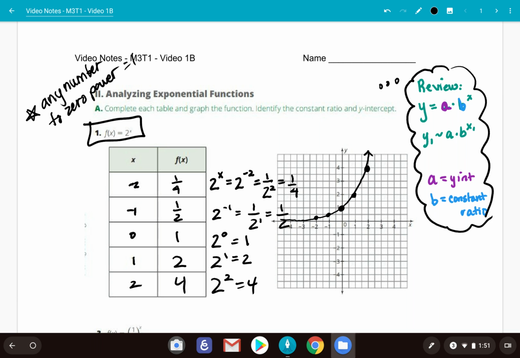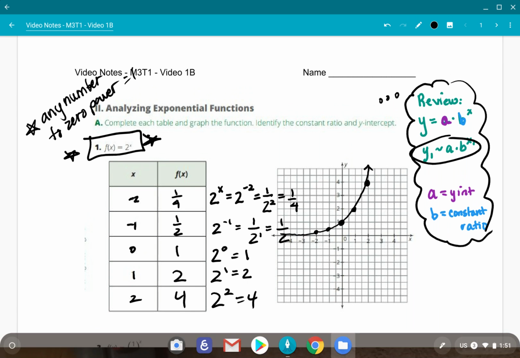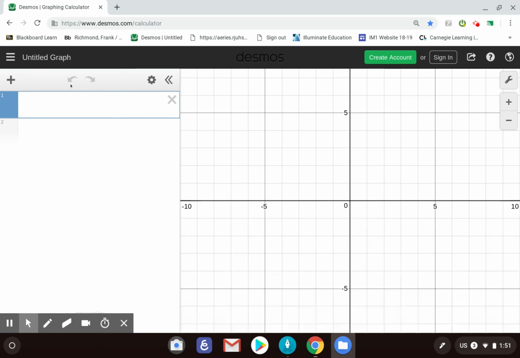In this case, your function was given to you, f of x equals 2 to the x power. But remember, if you have a table, you can find the function using the exponential regression. So I just want to remind you of that from yesterday. So I'm going to show you on Desmos that I could find my function by entering the table.